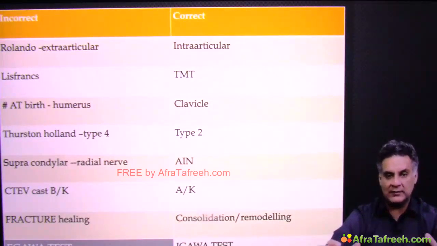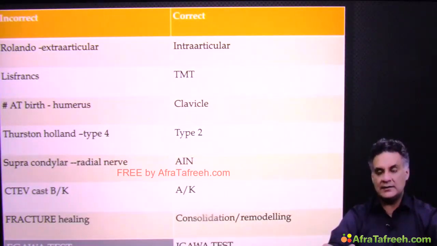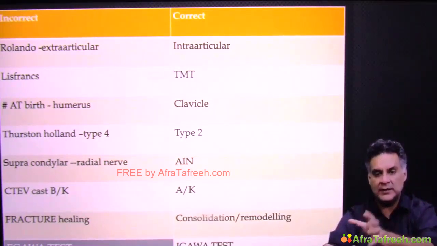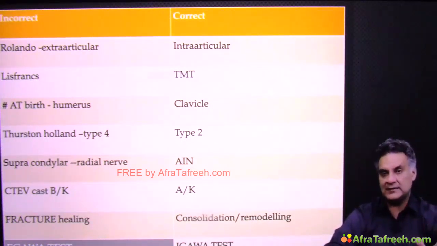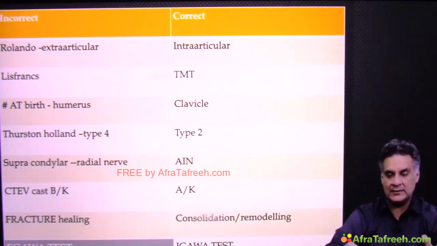CTEV cast is always above knee. Fracture healing: hematoma, granulation tissue, callus, then consolidation, then remodeling, the last 2 stages. In nerve injuries, the spelling of Seddon is with an I, not E. Remember that.